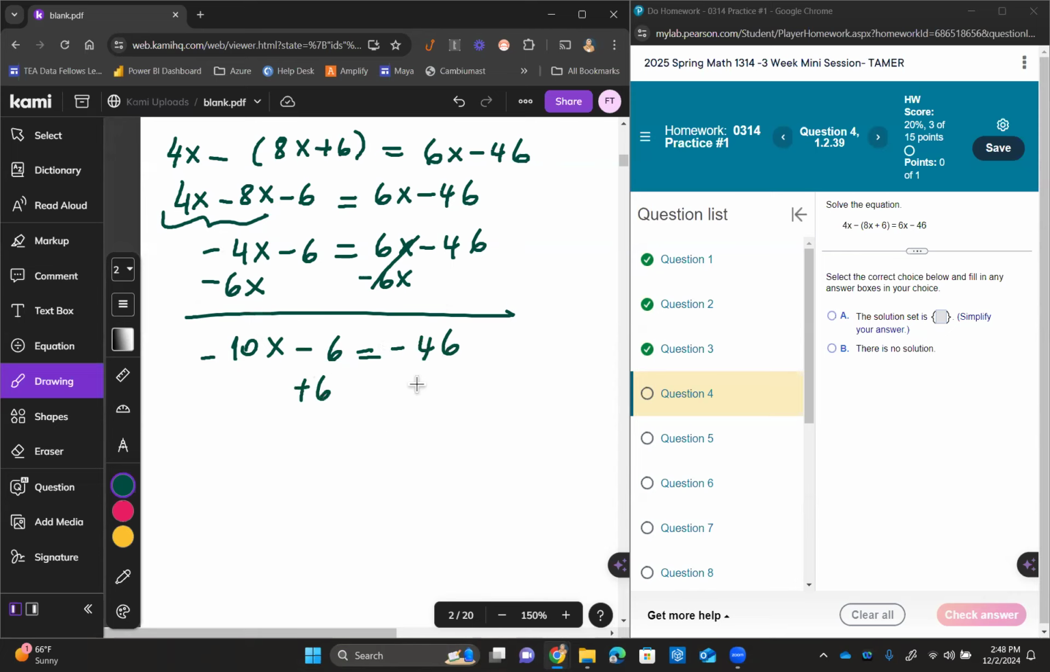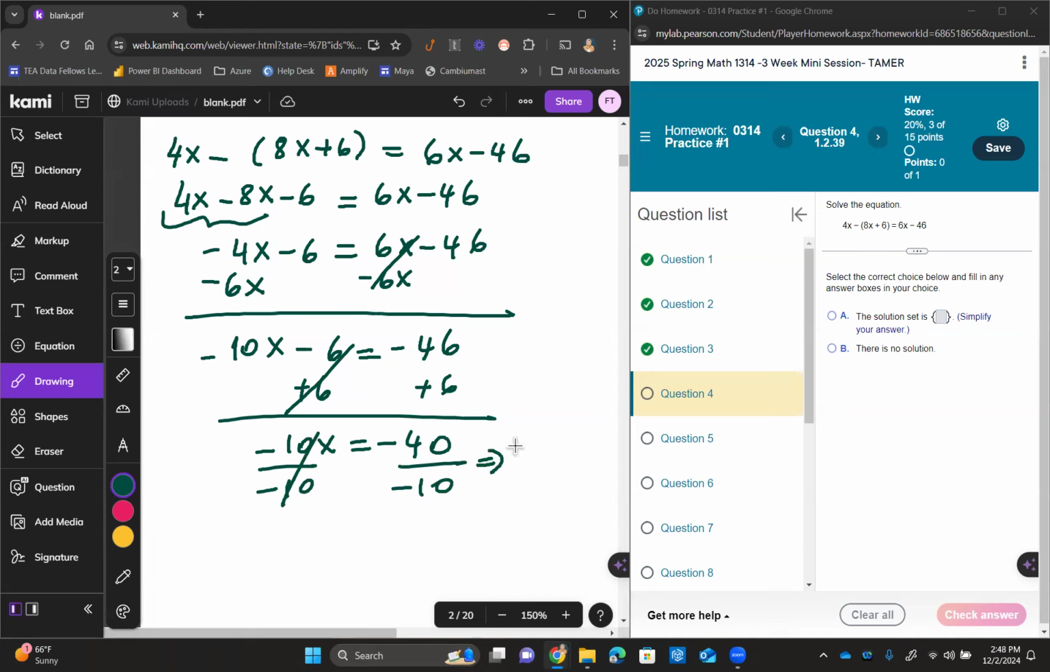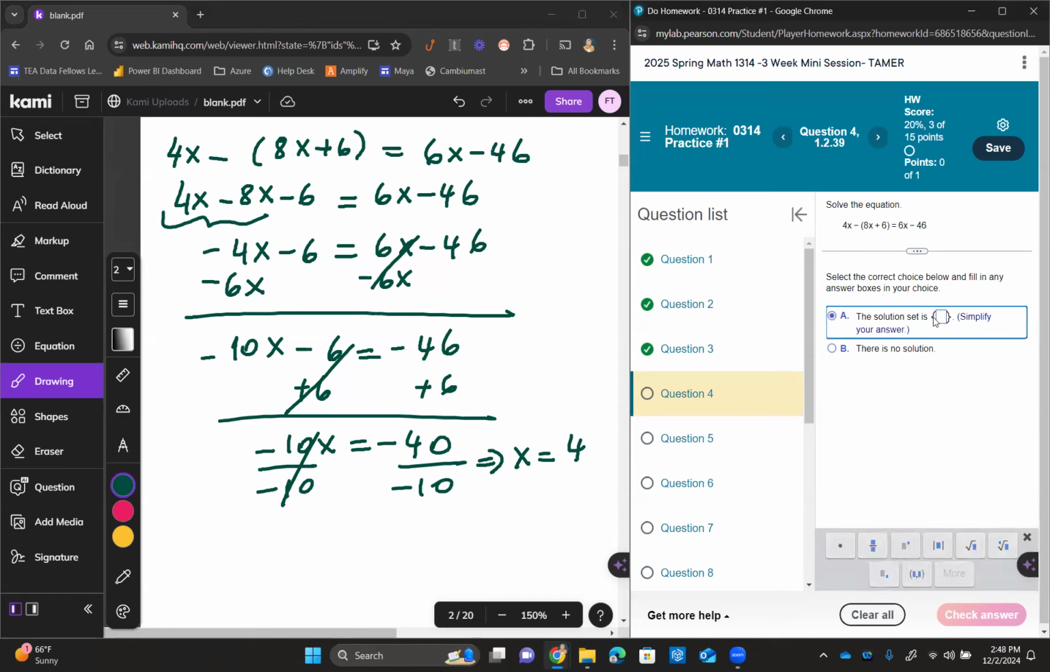Next, we will add 6 on both sides. So that's negative 10x is equal to a negative 40. Then we will divide each side by negative 10. So x is finally isolated on the first side. Negative divided by negative is positive, and 40 divided by 10 is just 4. And this is how we solve question number 4.